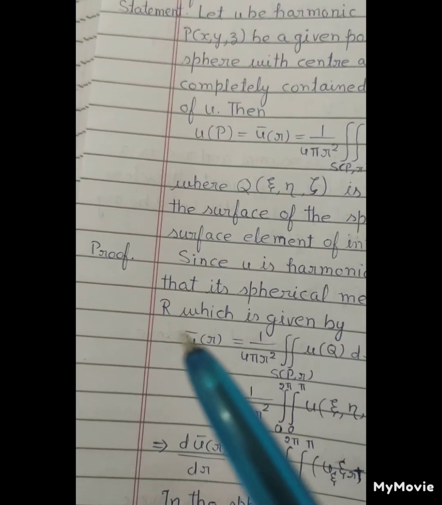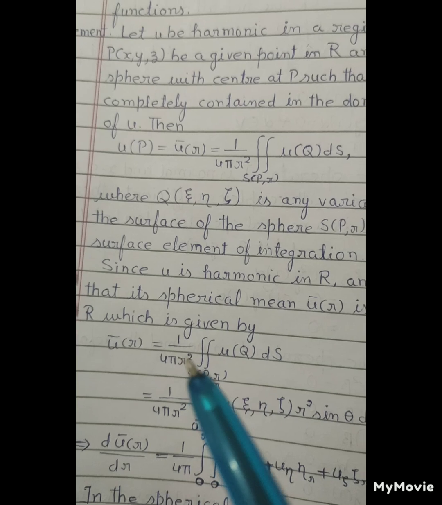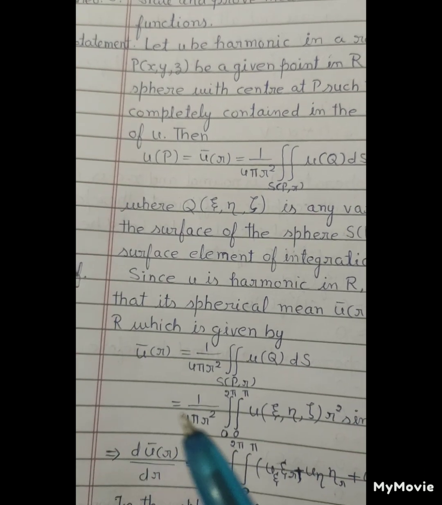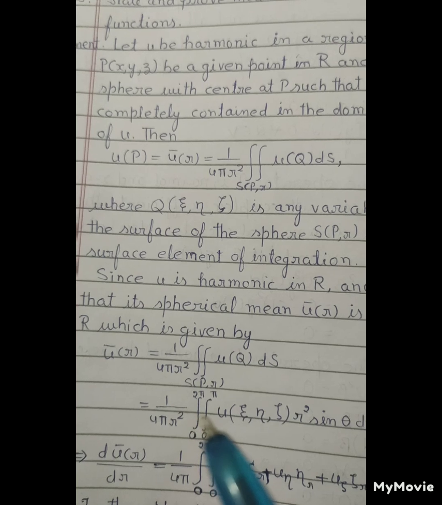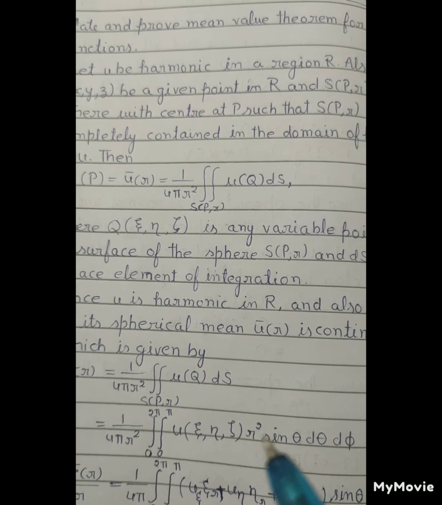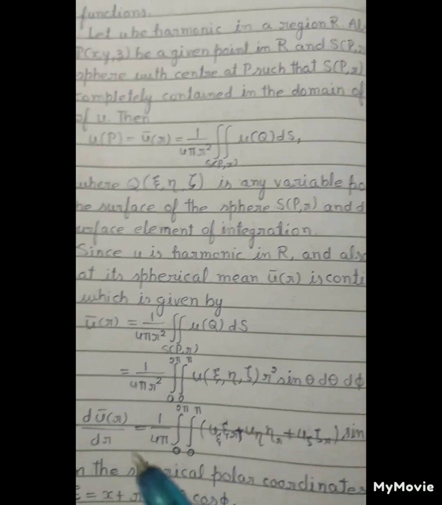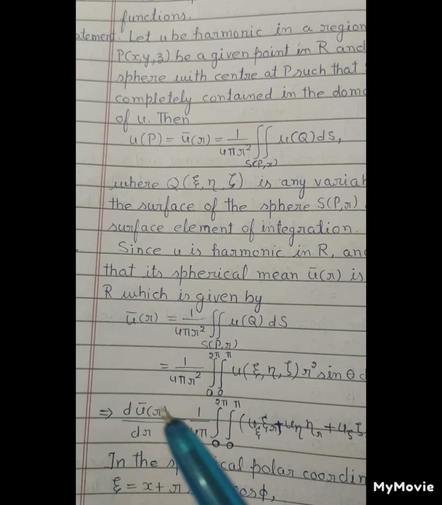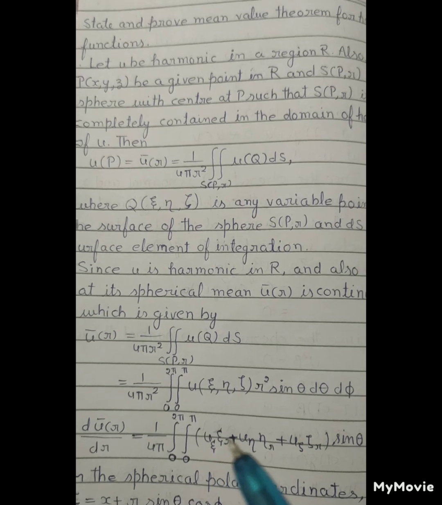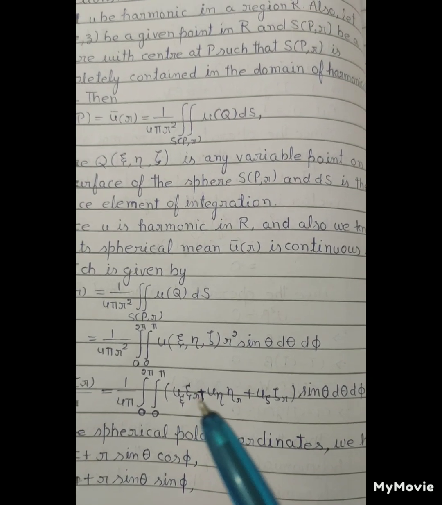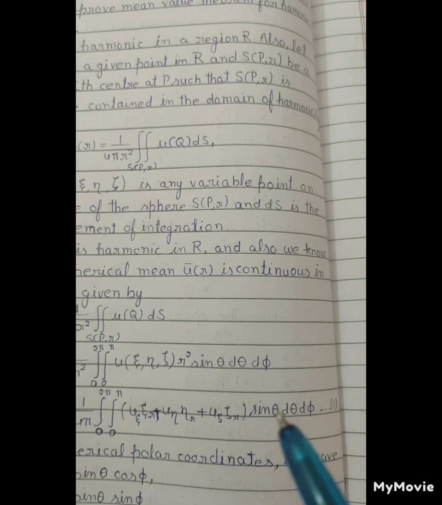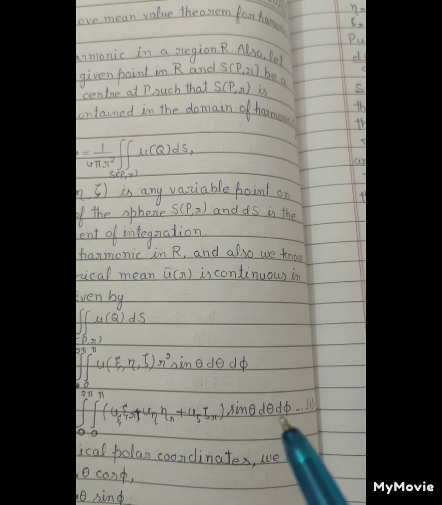we know that its spherical mean U bar(R) is continuous in R, which is given by U bar(R) equals 1 upon 4 pi R squared surface integral over S(P, R) of U(Q) dS equals 1 upon 4 pi R squared integral 0 to 2 pi integral 0 to pi U(xi, eta, zeta) R squared sin theta d theta d phi, which implies d U bar/dR equals 1 upon 4 pi integral 0 to 2 pi integral 0 to pi of [U_xi xi_R plus U_eta eta_R plus U_zeta zeta_R] sin theta d theta d phi. Equation 1.